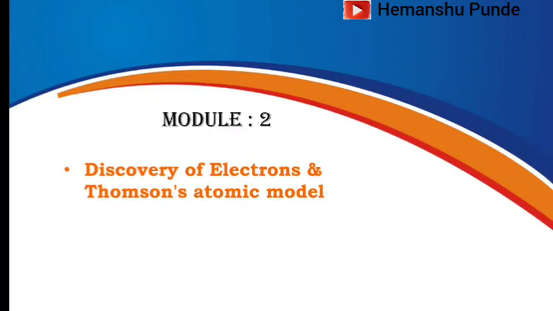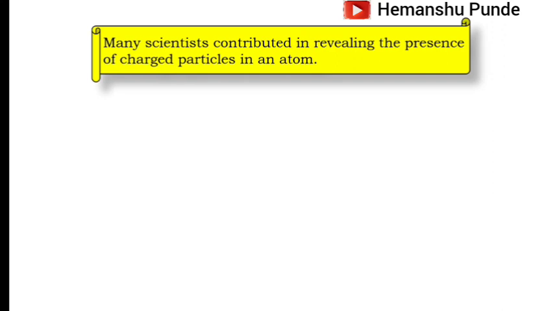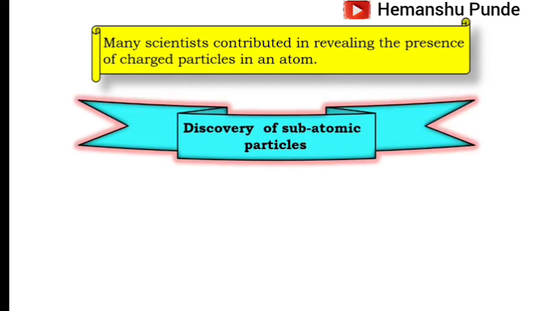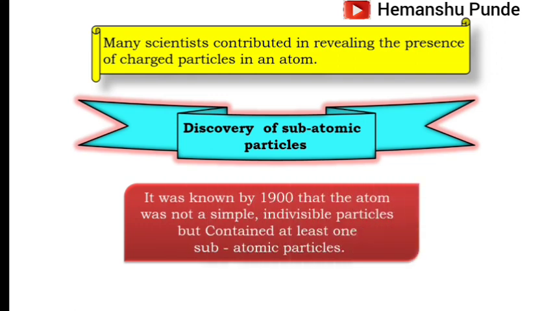Discovery of electrons and Thomson's atomic model. Many scientists contributed in revealing the presence of charged particles in an atom. Now let's learn the discovery of subatomic particles. It was known by 1900 that the atom was not a simple indivisible particle but contained at least one subatomic particle. It was known by 1900, remember.